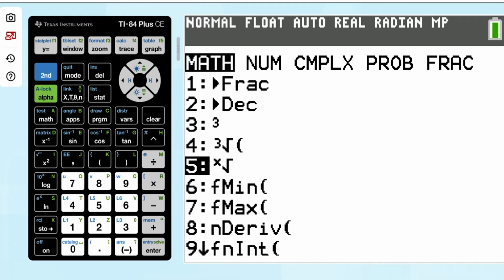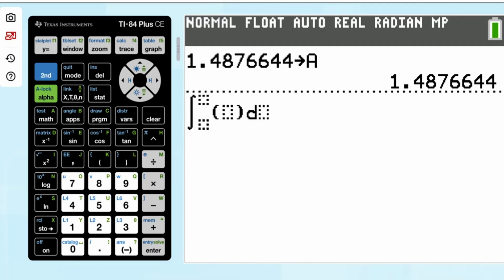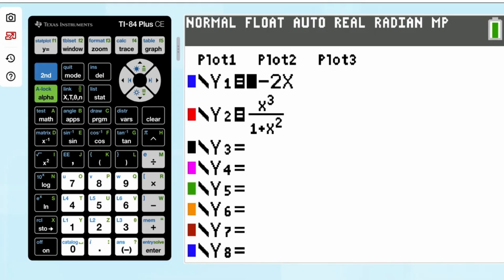So now we want the integral. So math, option number 9. We're going to integrate from 0 to A, alpha A. Right? And we've already typed in our functions. Our upper function was 4 minus 2x. That was in the y1 column here, in our y equals screen. And y2 was x cubed over 1 plus x squared.